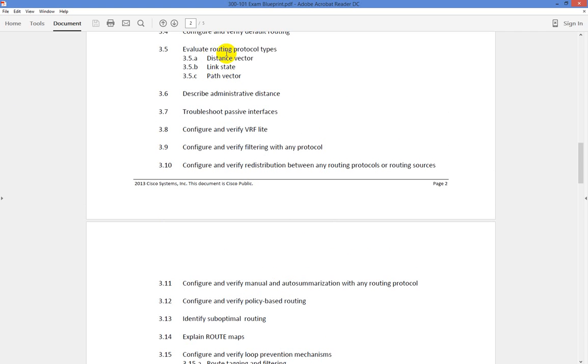I wanted to cover routing protocol types and then administrative distance because they're applicable to each other, so it made sense to cover them both at the same time. So that's pretty much what I want to cover in this video.